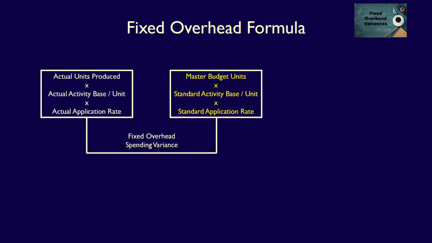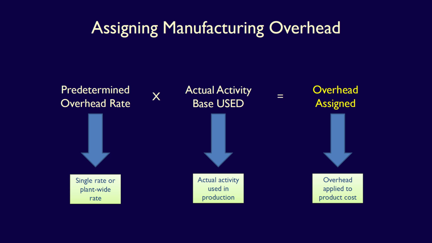In order to calculate the fixed overhead volume variance, we need to add the concept of the applied fixed overhead. Remember that in order to apply fixed overhead to the cost of the product, we take the predetermined overhead rate, which is calculated as budgeted fixed overhead divided by the budgeted activity base, and we multiply it by the actual activity base used in actual production.